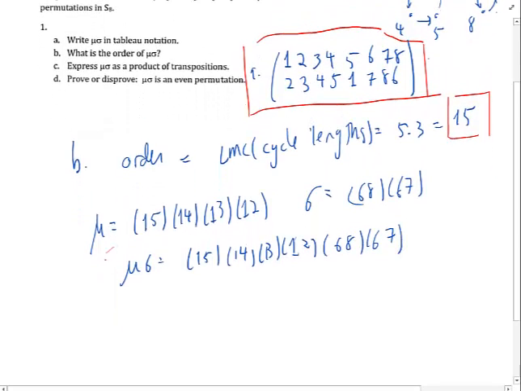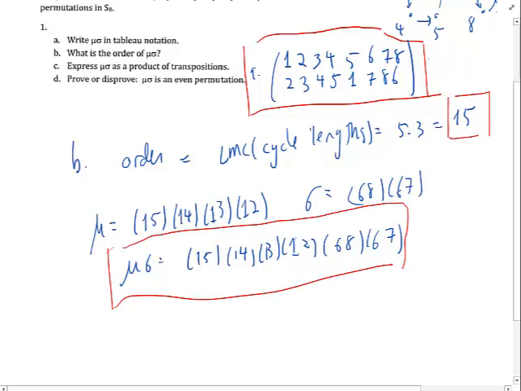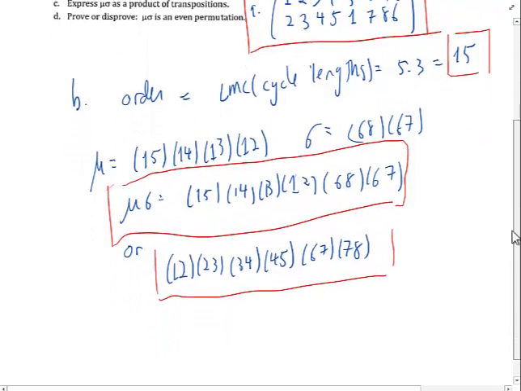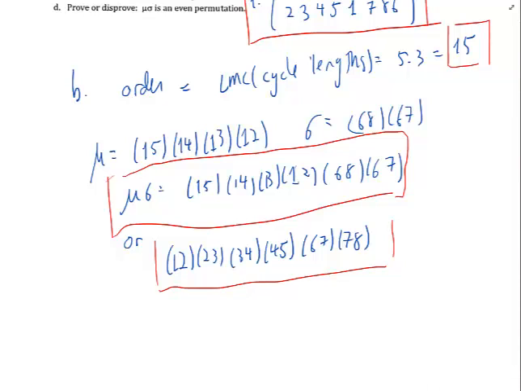This is a perfectly acceptable answer, but there's another way that people have written cycles, which is you can do (1 2)(2 3)(3 4)(4 5), and then times (6 7)(7 8). That's another way. That also works. Either one is fine, and there are other options as well. So let's go to part D. So this was part C.